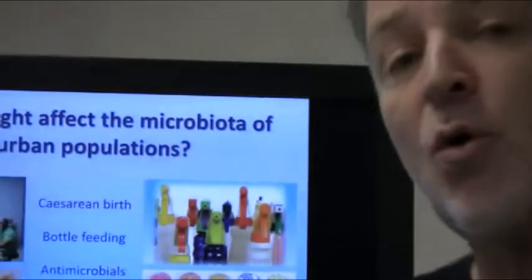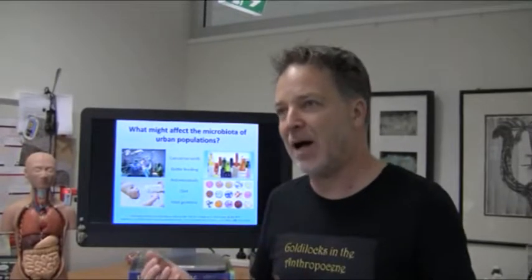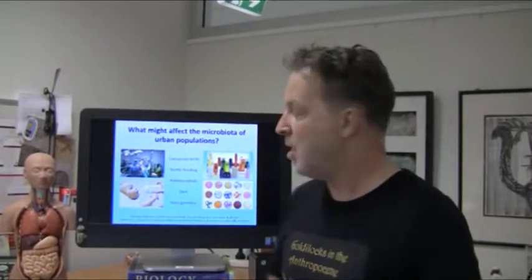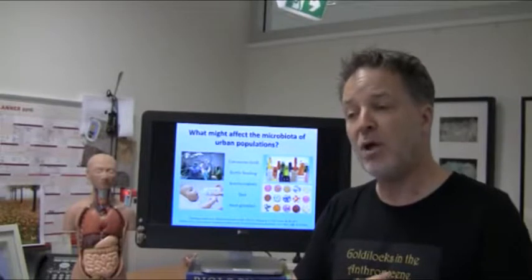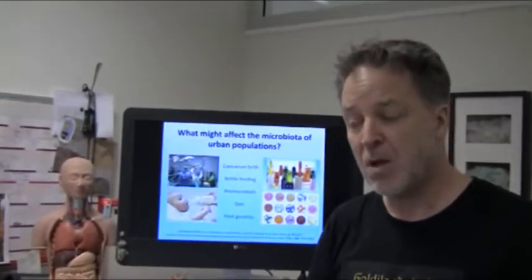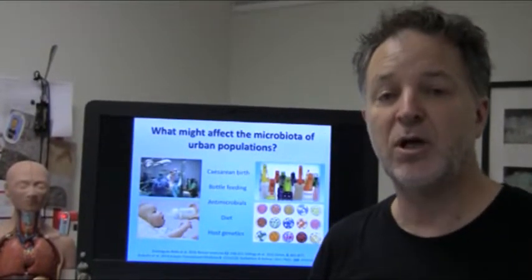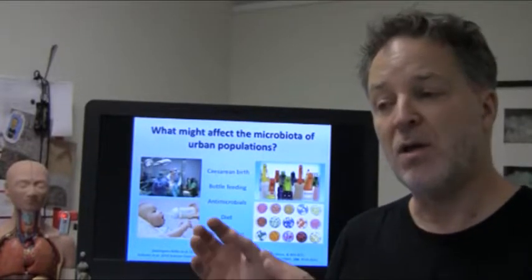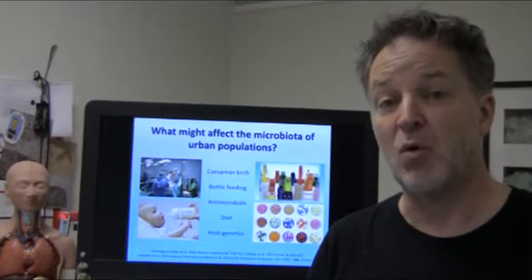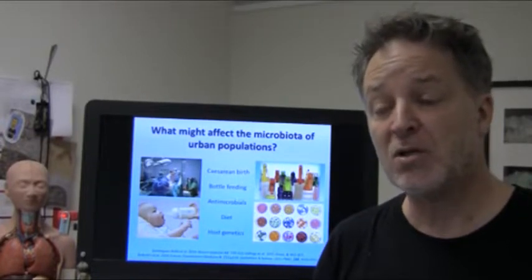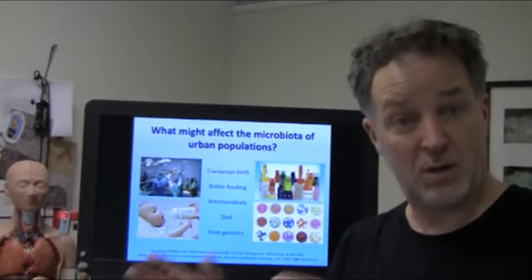Okay, so why might this have happened? Why are these organisms missing from these populations? Well, there are a number of obvious candidates, and they're listed here. The first is caesarean birth. When we deliver babies by cesarean, we don't give them the opportunity to be naturally colonised by bacteria during natural childbirth. And the microbiota of cesarean-born babies is different from the microbiota of babies that are born vaginally. In fact, some people have now taken to inoculating cesarean babies with vaginal microbiota in an effort to change this situation.